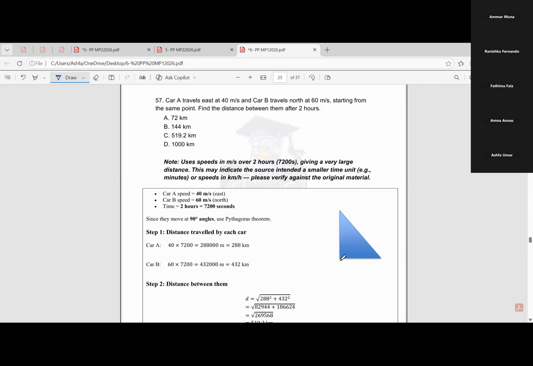So here, if we take the car starting from here, it travels this way, and car B is traveling north, it's going this way. As it means that forms a right angle, and you can use Pythagoras theorem to find the distance between them after 2 hours, as they are starting from the same point.